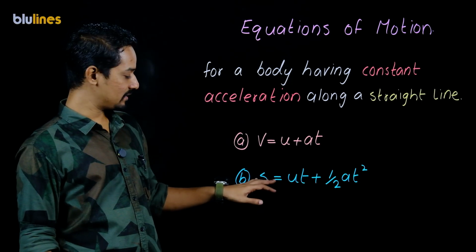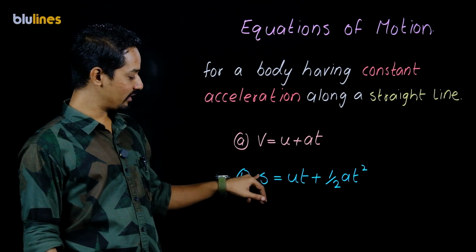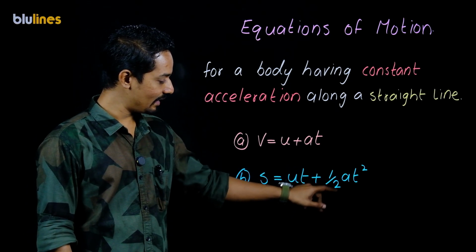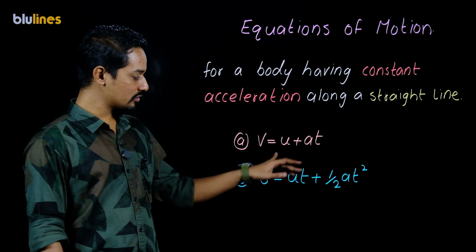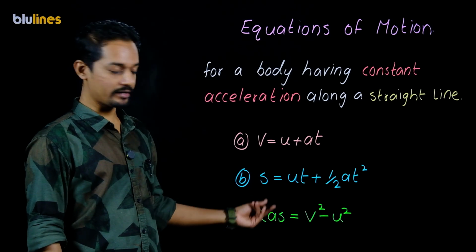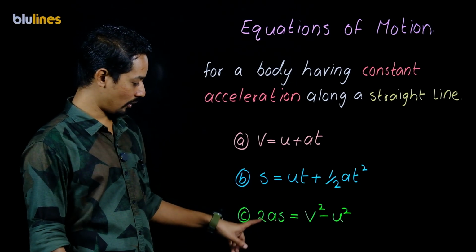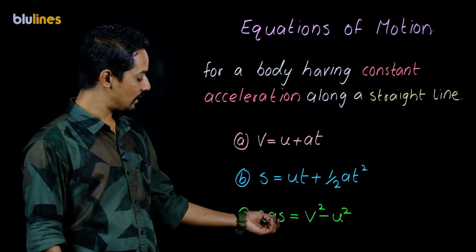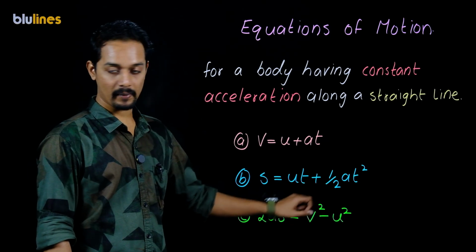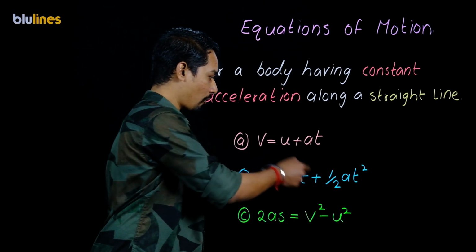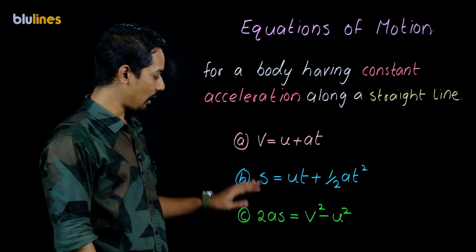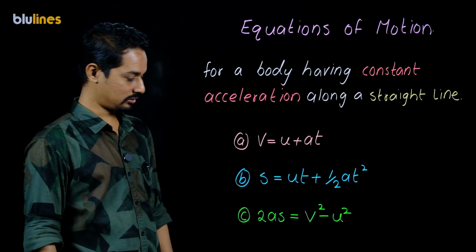And the second formula is for displacement. S here is for displacement. S equals ut plus half at square, where u is initial velocity, t is time, and a is acceleration. Then we have the final formula, that is 2as equals v square minus u square. Here a is acceleration as usual, s is displacement, and v and u are final and initial velocity. Of these three formulas, in the third formula we don't see time. So this is a time independent formula and the other two are time dependent formulas.